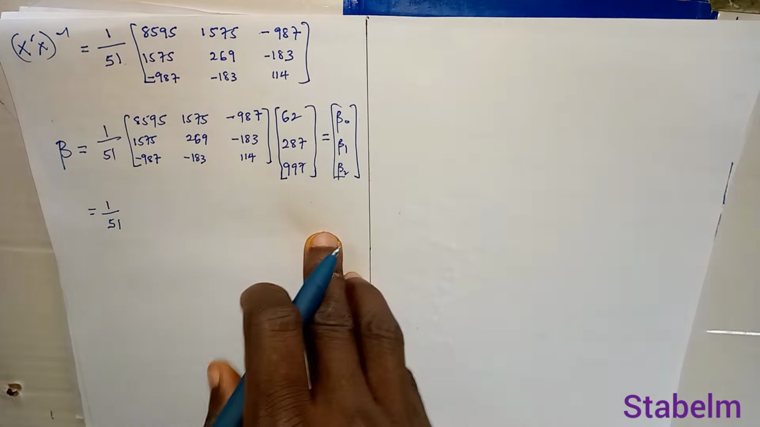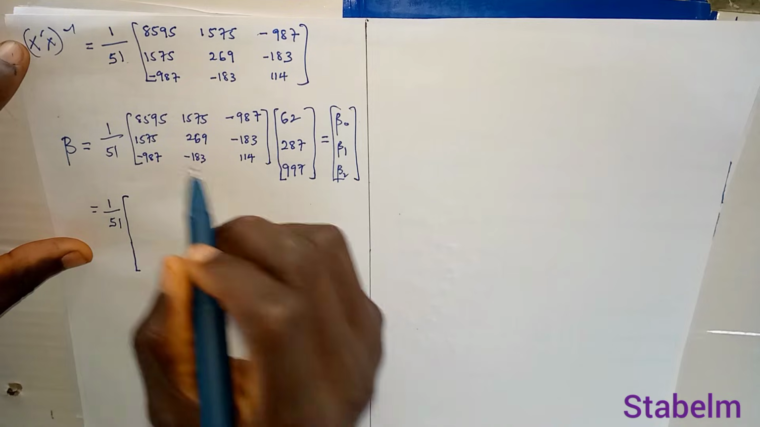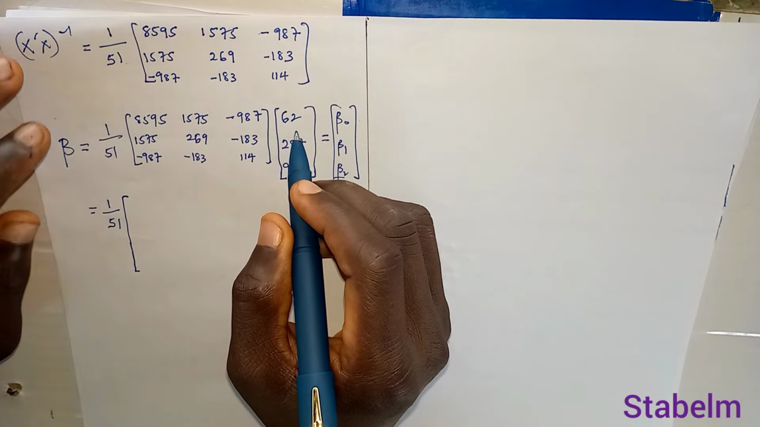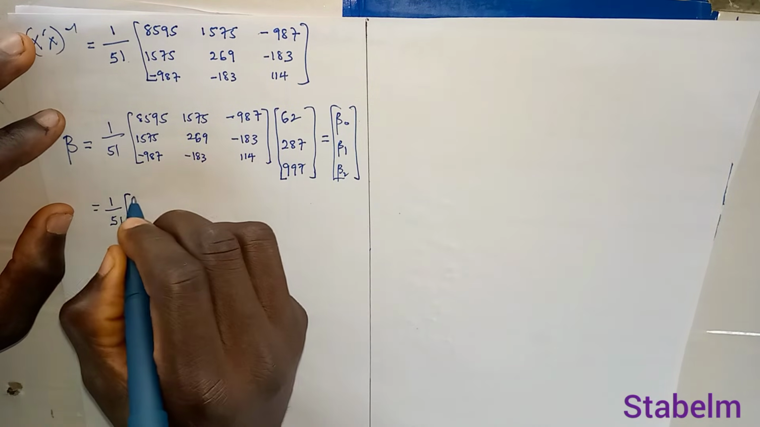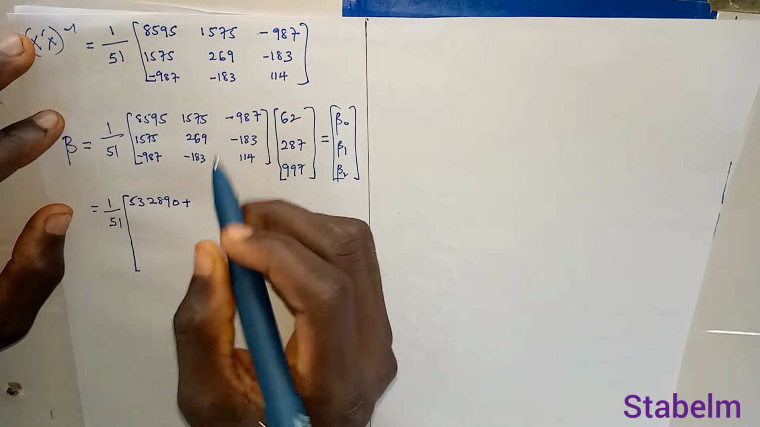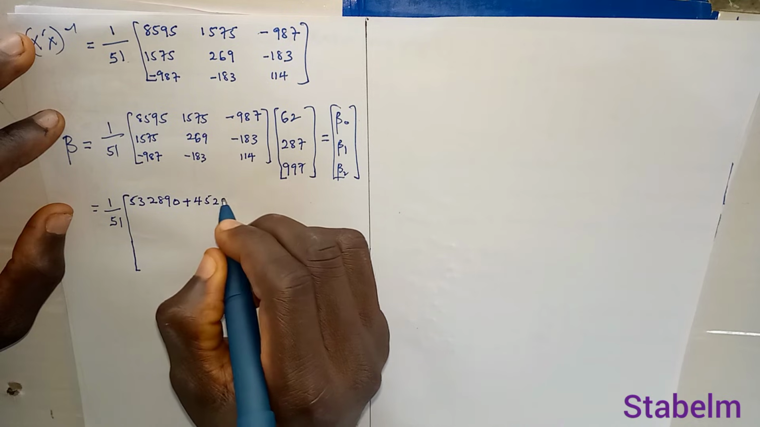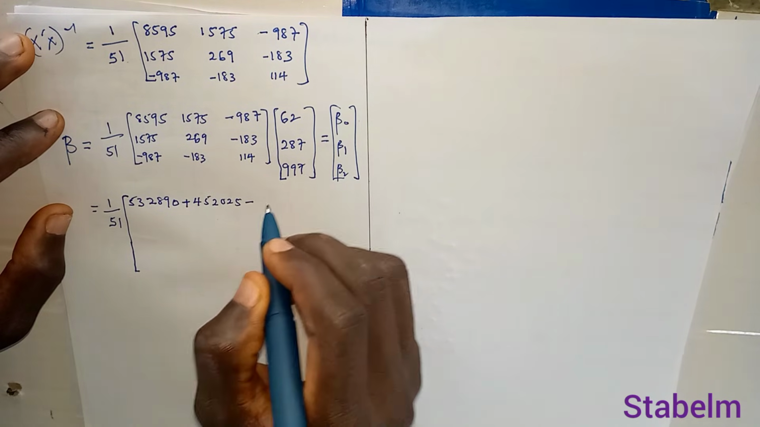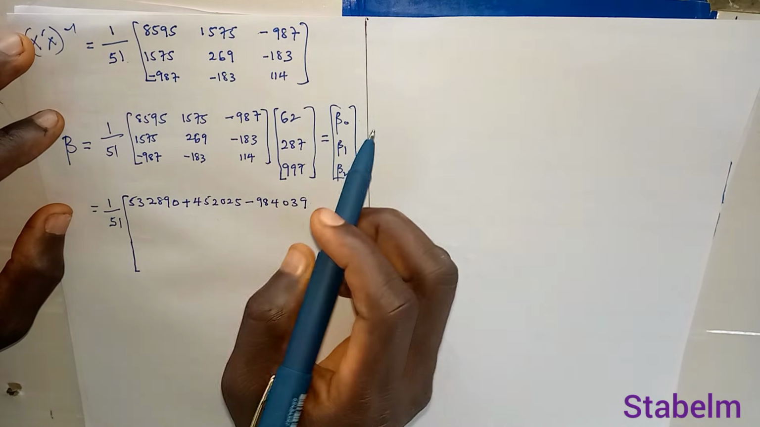All right, bracket open. 8595 multiplied by 62, with the help of a calculator, that will give us 532890, plus 1575 multiplied by 287, that will be 452025, minus 987 multiplied by 997. That will give us minus 984039.